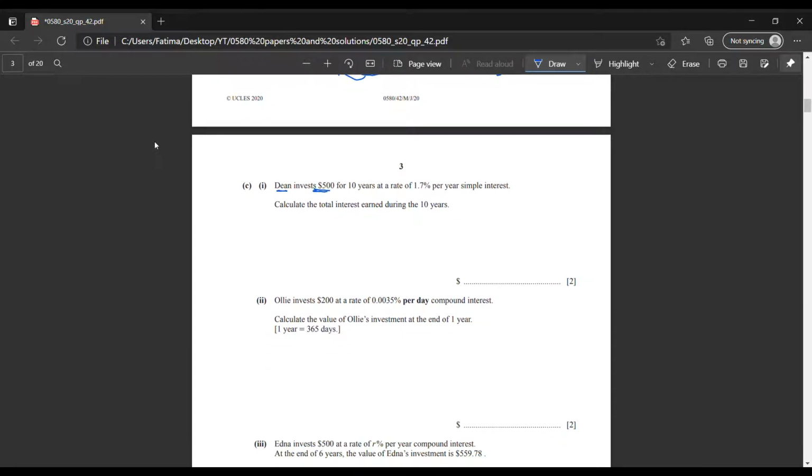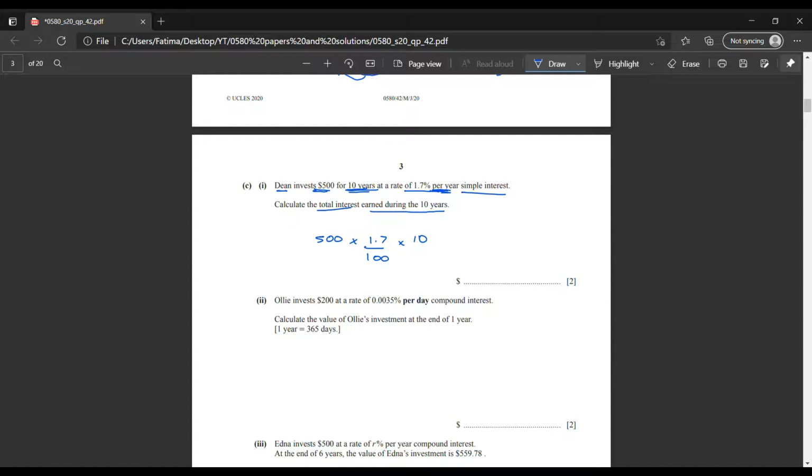Dean invests that much for 10 years at that rate per year in simple interest. Now we have to calculate the total interest earned during the 10 years. So the formula for simple interest is quite easy. It involves multiplying our original value into our rate upon 100 into how long this happens for. This simple interest is done per year, and we're told that it's 10 years, so that's why we don't have to convert it to any days or whatever. We can continue using the value as years.